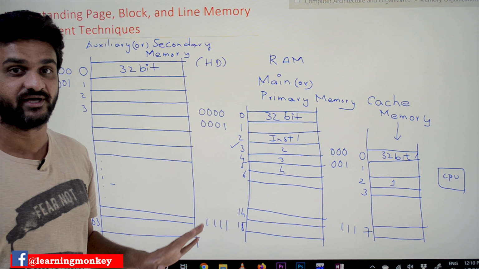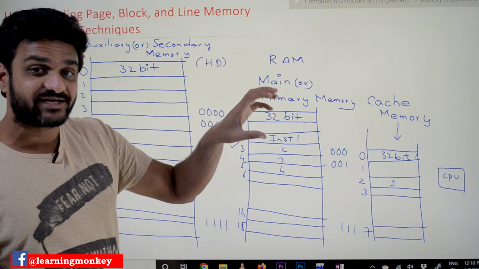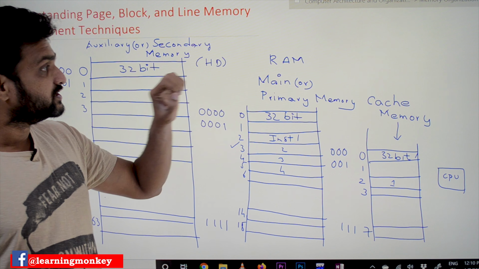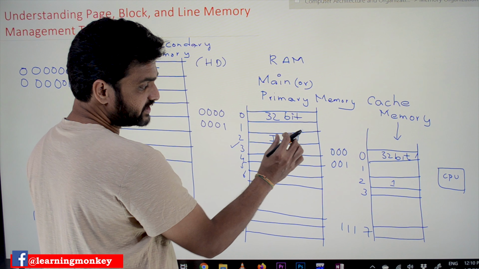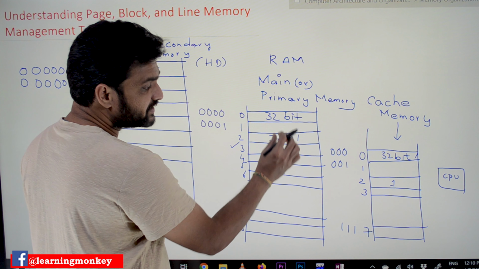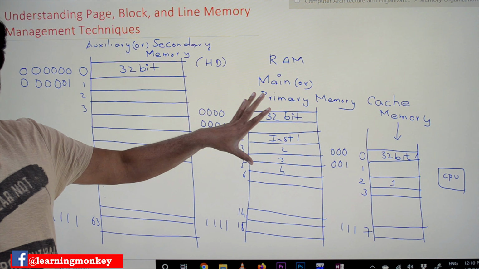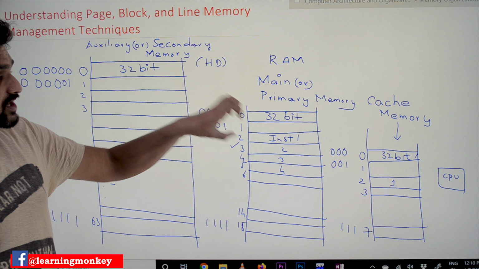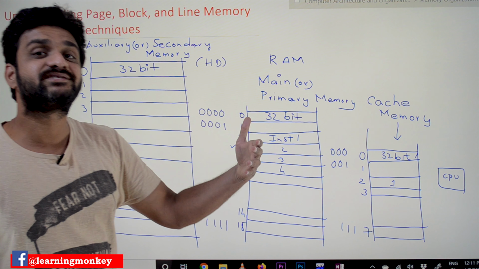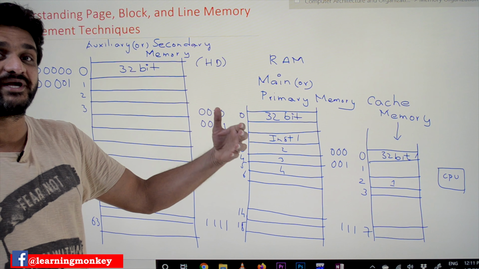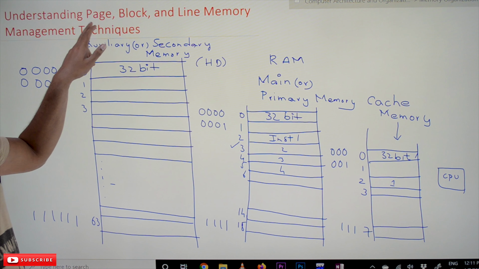So with this kind of design, based upon the spatial locality, whenever we access a particular memory location, there is a possibility that the nearby location will get accessed. To implement this concept, the software designers, the operating system designers, have implemented the concept of page, block and line.